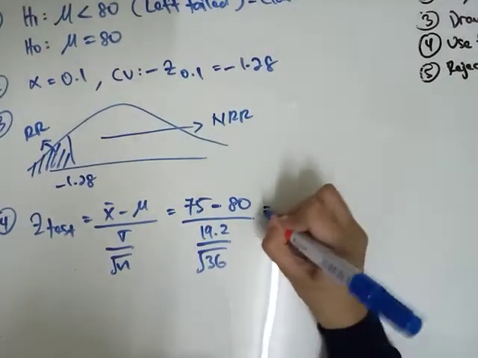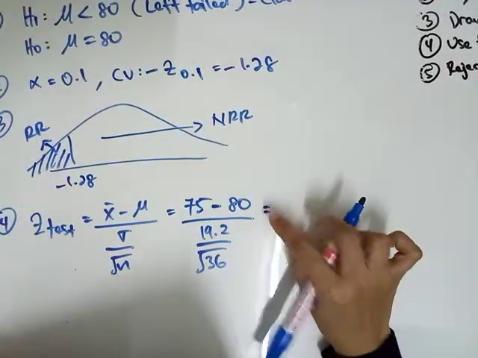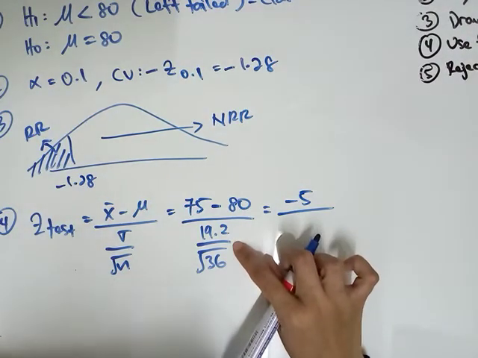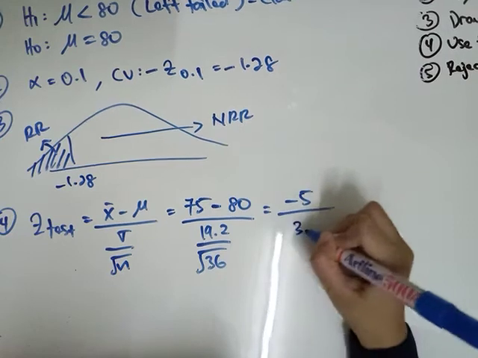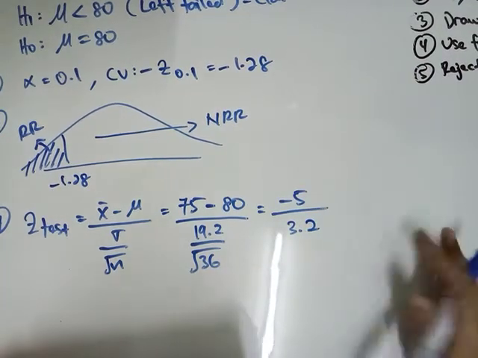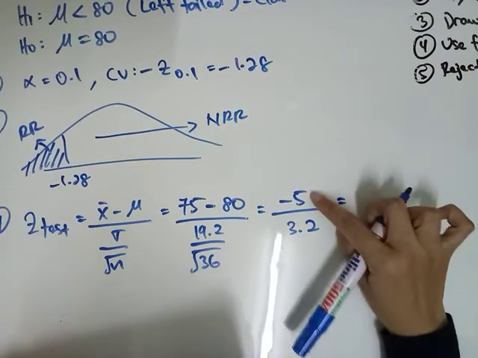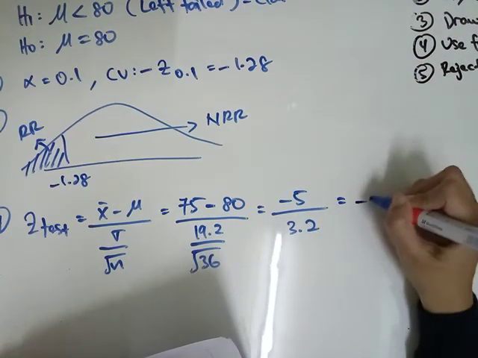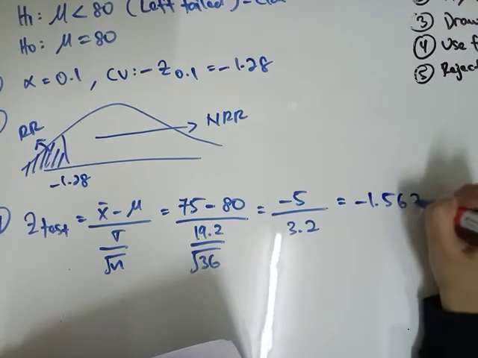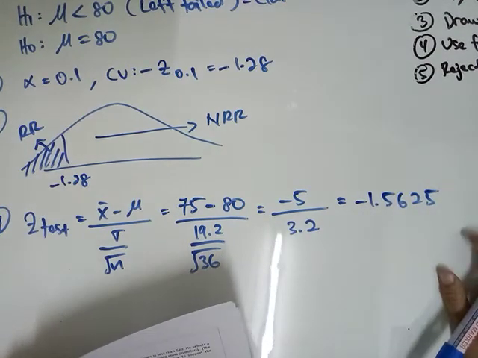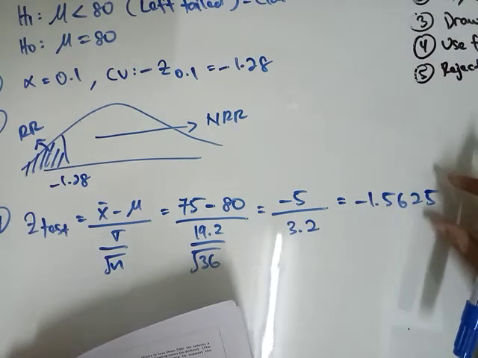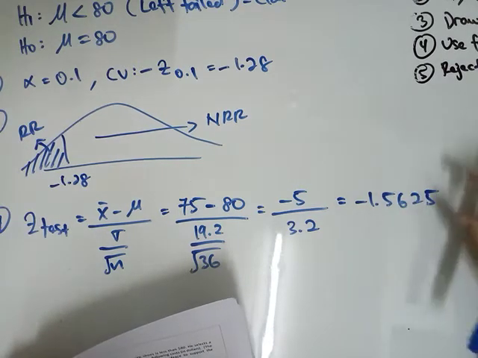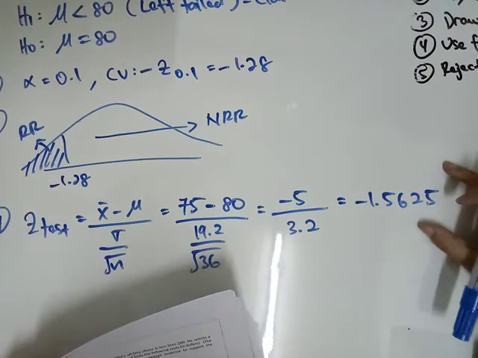Alright, and then you have to calculate 75 minus 80, you get -5. And then 19.2 divided by square root 36, you get 3.2. Okay, and then divide these two values, -5 divided by 3.2, you will get -1.5625. Okay, I forgot to tell you, make it in 4 decimal places. Don't take 2, take 4 decimal places.